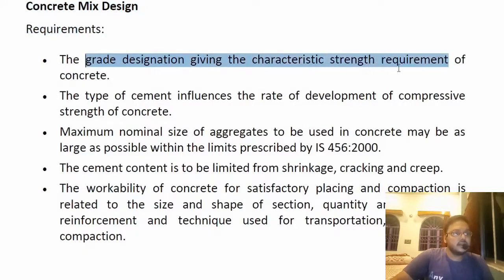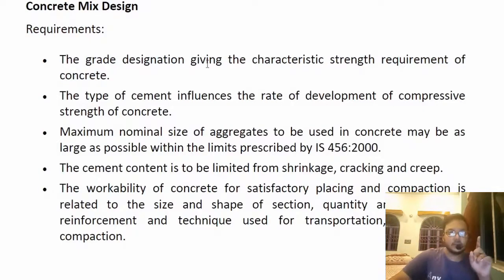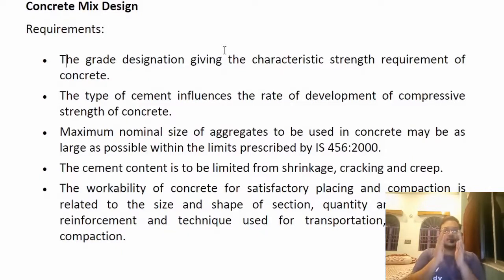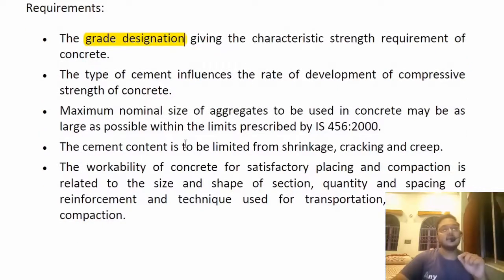So the requirements are: the grade designation, giving the characteristic strength requirement of concrete. The first requirement is that the grade should be designated properly, that we must be sure what type of grade we need according to our uses. Suppose in a certain condition we need a good quality concrete, somewhere around M30 or M40, so we must fix that this is our grade, M30. By knowing that grade, we can go forward with our further calculation of the proportions of the different materials. So the first important thing is the grade designation.